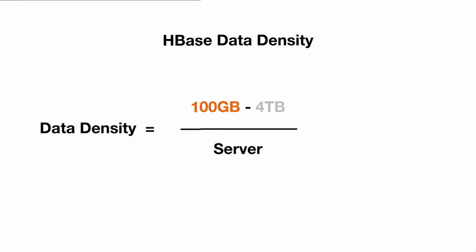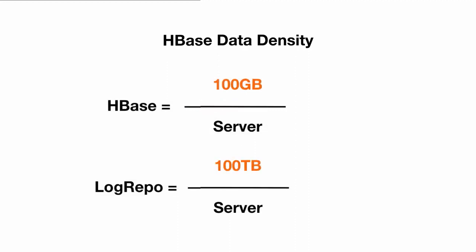And actually, this kind of affirms what we've seen at Indeed. On our HBase cluster that we were running, we started hitting scaling and stability problems around 100 gigabytes, a couple hundred gigabytes of data per server. HBase equals 100 gigabytes over server. Log repo equals 100 terabytes over server. So obviously, this is not going to work for log repo because we need 100 terabytes of data per server. We need 1,000 times as much data per server, which means even if HBase didn't have hotspotting issues, we would have to buy 1,000 times as many servers. Good luck pitching that to your boss, right?